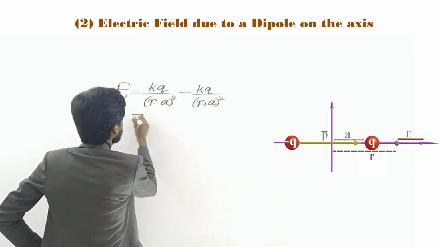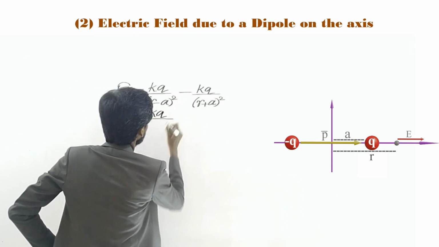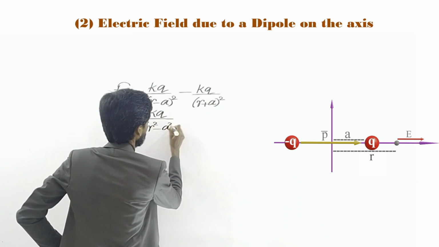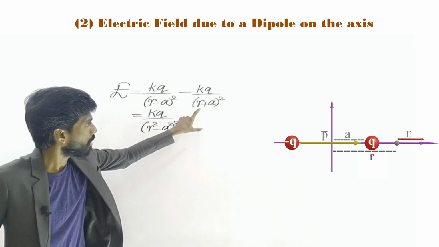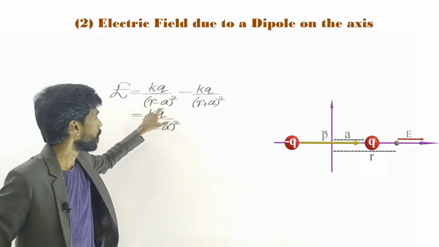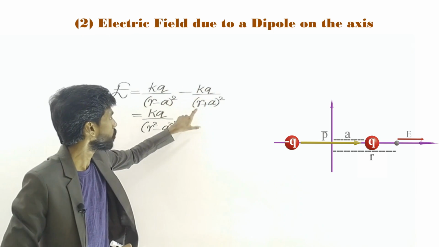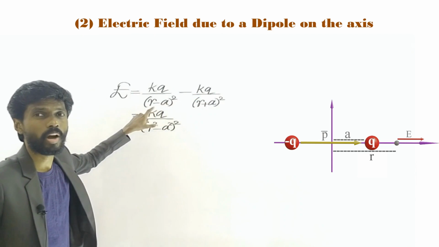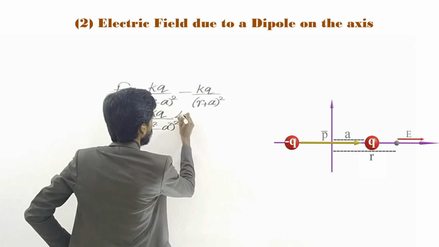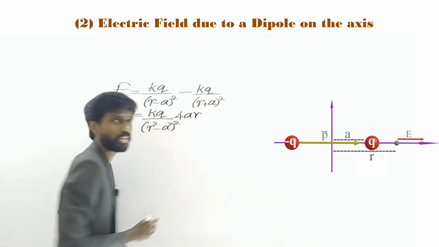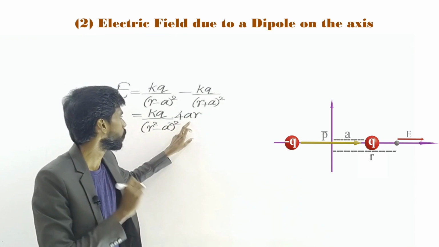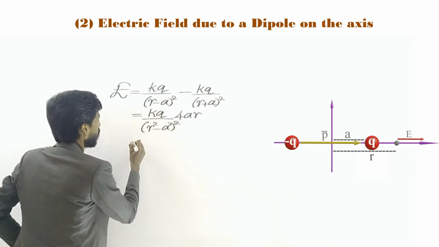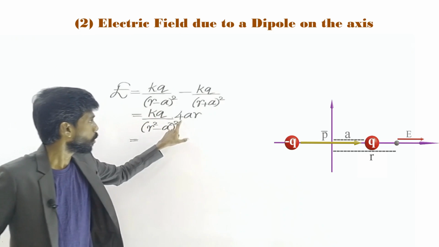So kq divided by, if you multiply you get (r squared minus a squared) the whole squared, and then the numerator is (r plus a) squared minus (r minus a) squared. If you do the subtraction, r squared gets cancelled, a squared gets cancelled. So this is 2ra, this is again 2ra, so that will be 4ar. Do you understand? So after simplification we get simply 4ar. That is the electric field. But we can write it as 2a multiplied by q.